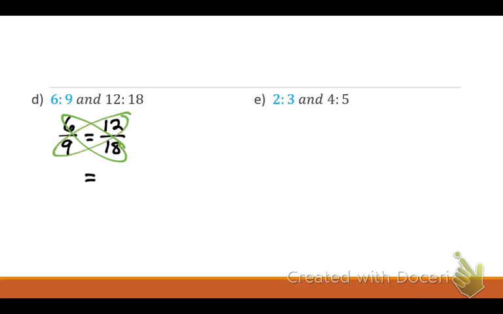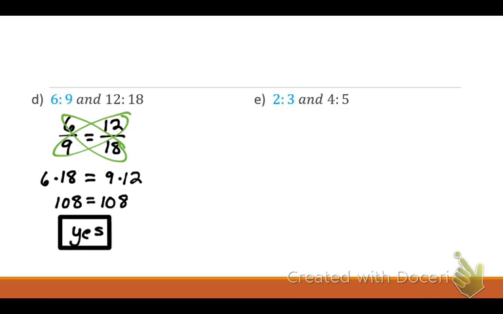6 times 18, bring down the equal sign. 6 times 18 is on the left. 9 times 12 is on the right. Very good. 108 equals 108. So your answer is yes. That is correct. How many of you guys got the same thing that Nikki and her partner got? Excellent. All right, try the last one on your own.